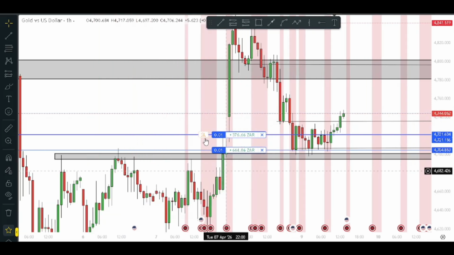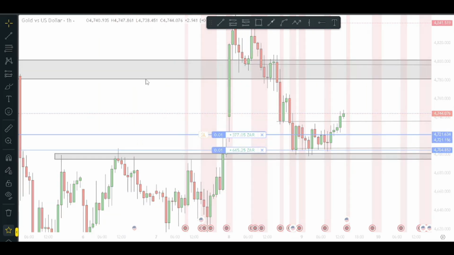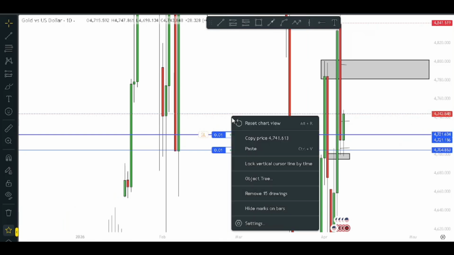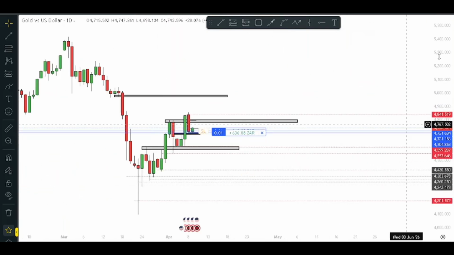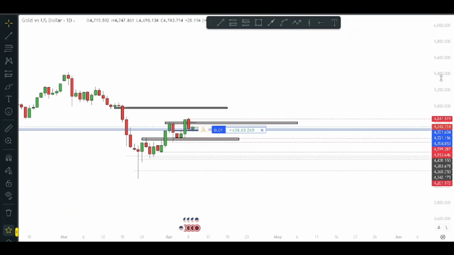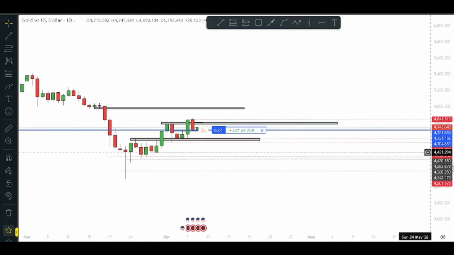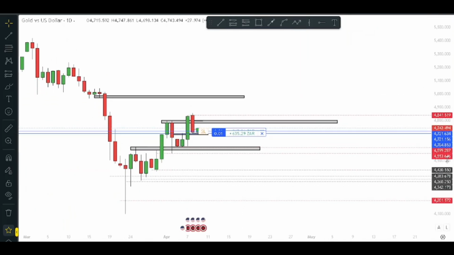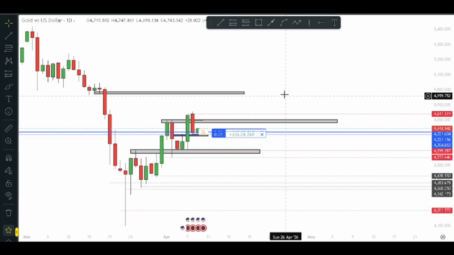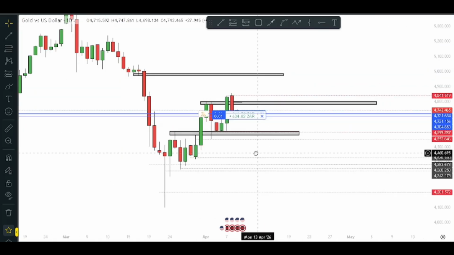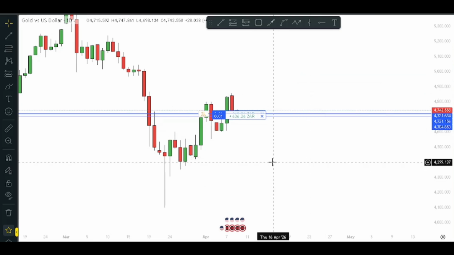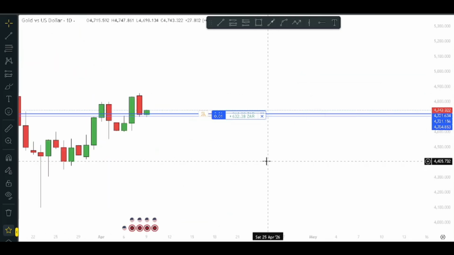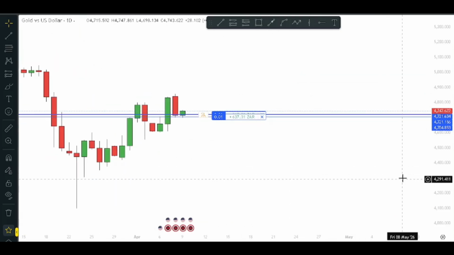Okay, so I'm just gonna explain how I took this trade and why I took this trade. It's nothing difficult, it's just pure price action, looking at the market, looking at the charts. So let me just remove everything. Let's get to it. So basically what I did was I looked at the structure, right?